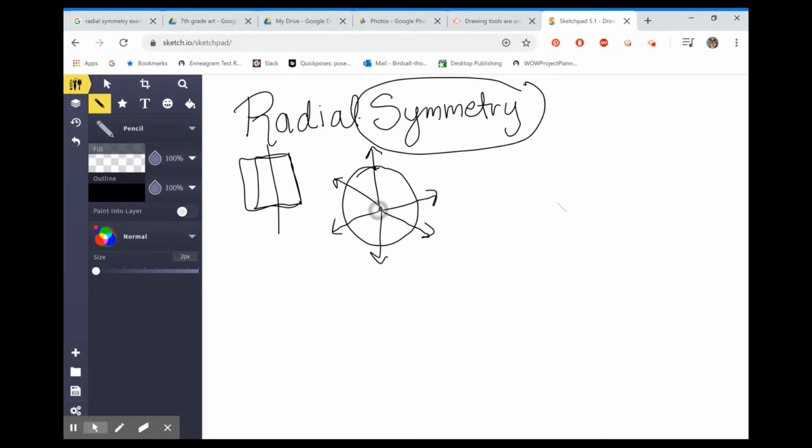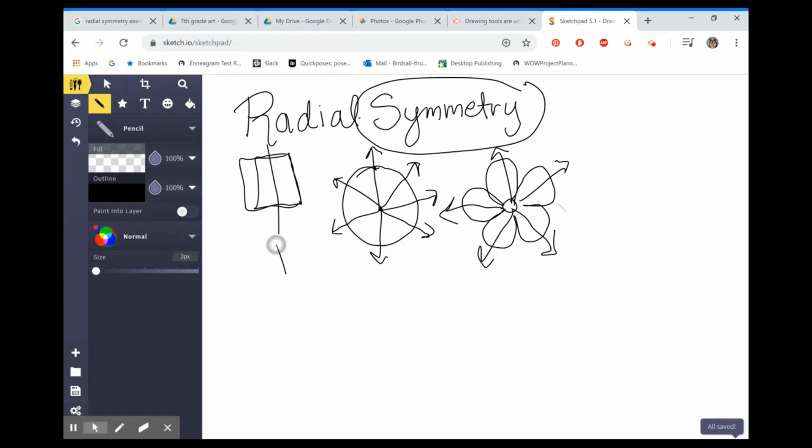Now, can you think of some things from nature that radiate? How about flowers? Flowers radiate because they start in the center and then they radiate out with the petals. Starfish. Radiate.